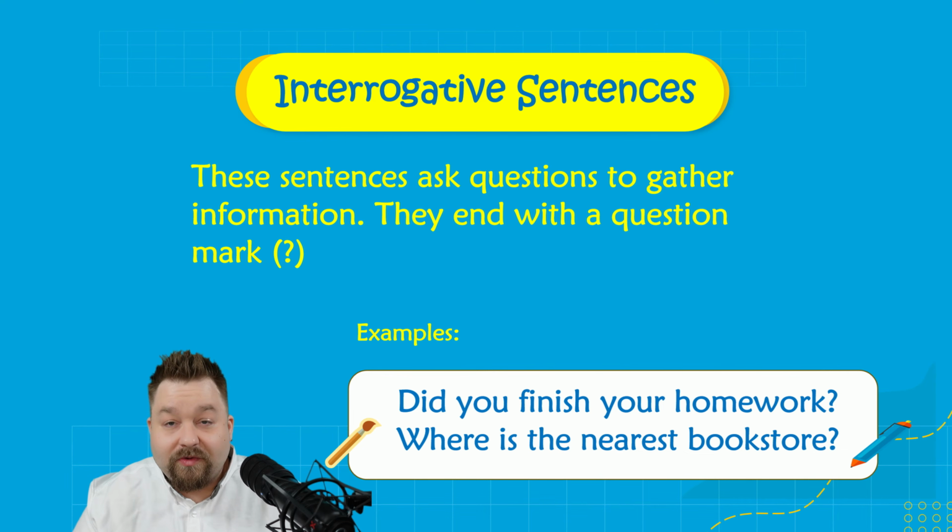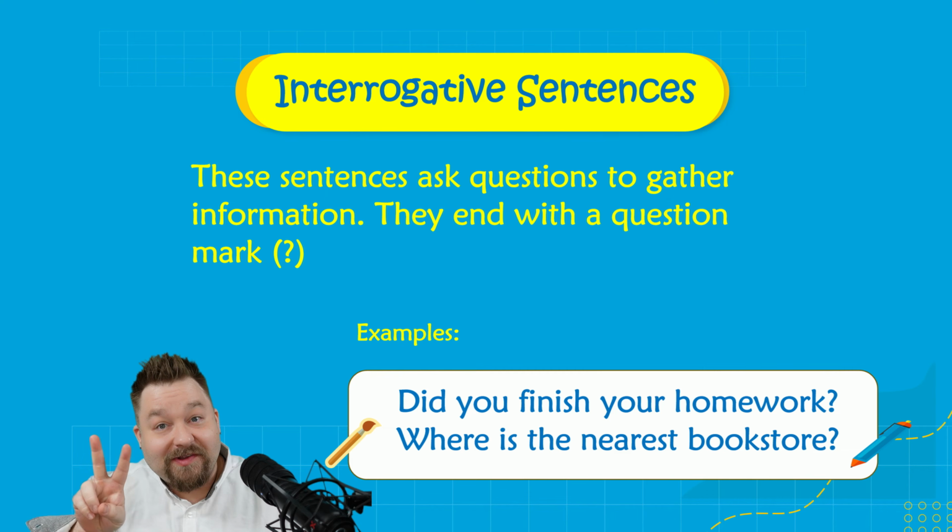Sentence type number 2. An interrogative. Interrogate, interrogative. See, it sounds similar, right? An interrogative sentence is a question sentence. We're asking for more information. They end with a question mark. Very important. It's weird if it's a period. It's a question mark, okay? Keep it really simple. Question mark.